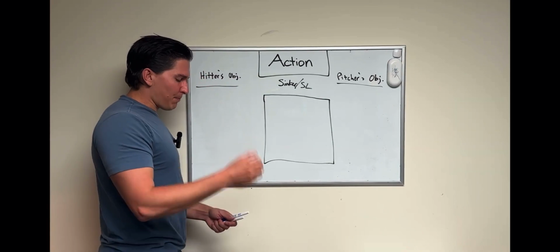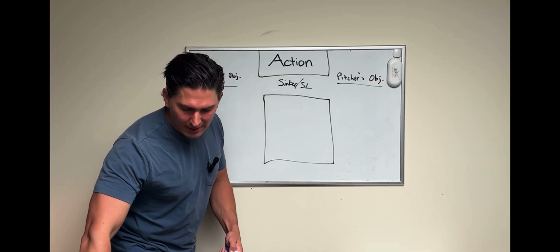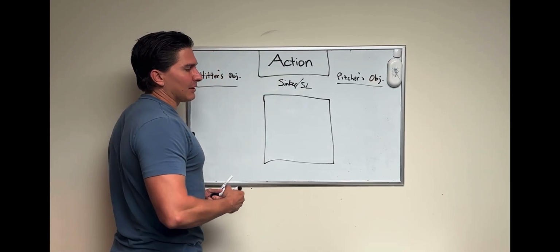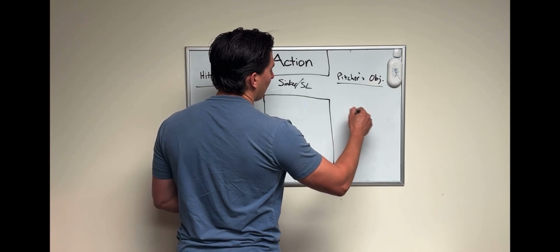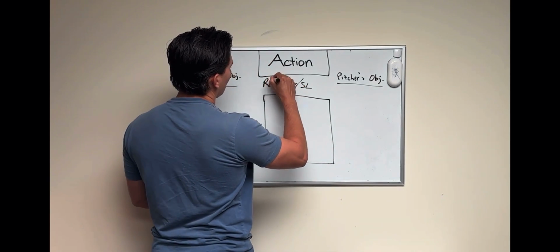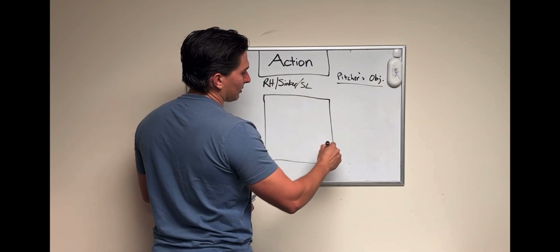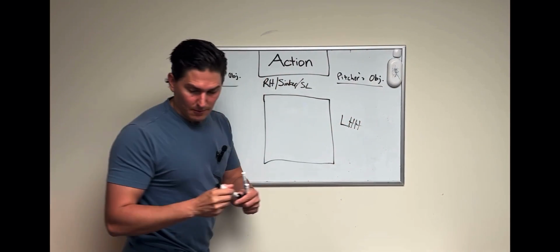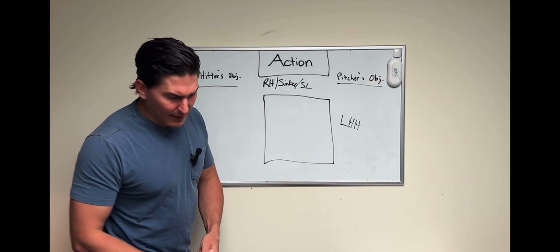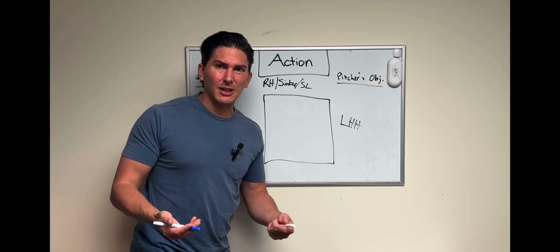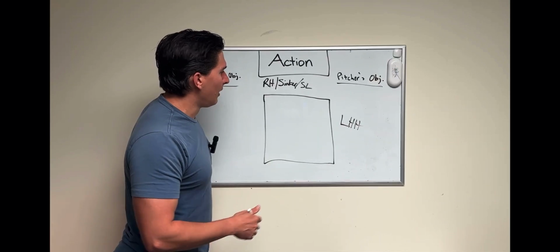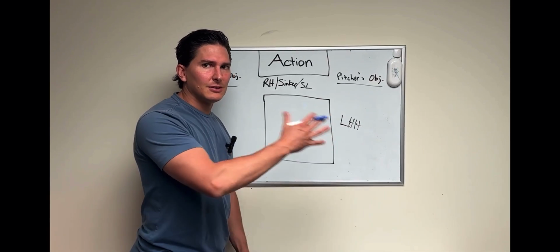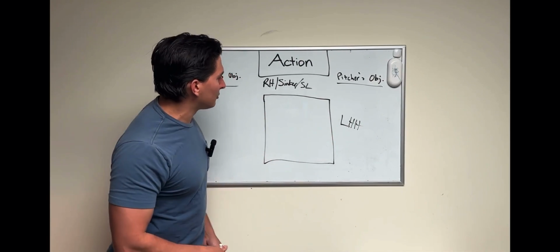But, okay, what's the pitcher's objective when facing, let's say, a left-handed hitter? And we've got, let's say, a right-handed sinker slider guy against a left-handed hitter. So, again, I do left-handed hitter because I was a left-handed hitter. It's just easier for me to visualize it. But just think about this on the other side, and we'll do a right-handed hitter as well.